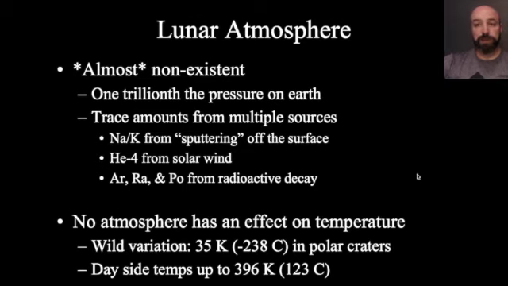The fact that it has no atmosphere has a huge effect on the temperature. So there's huge variations in temperature inside of a crater that's not getting any sunlight. It can go down to 35 degrees Kelvin or negative 238 degrees Celsius. And in the sun, because ultraviolet rays and things are not being filtered out, you can get temperatures up to 123 degrees Celsius.